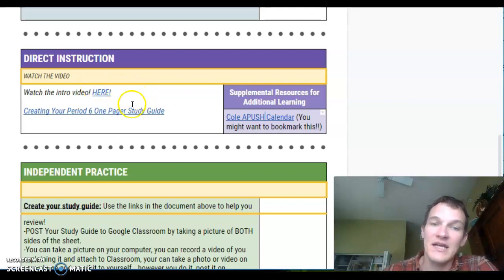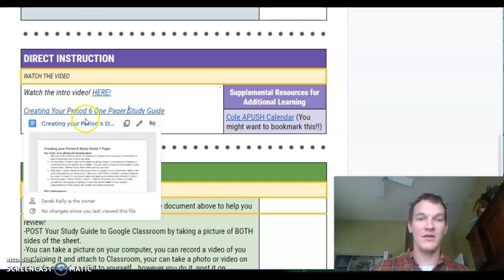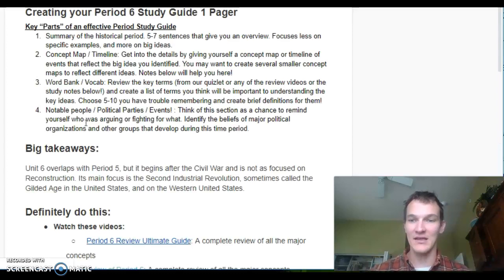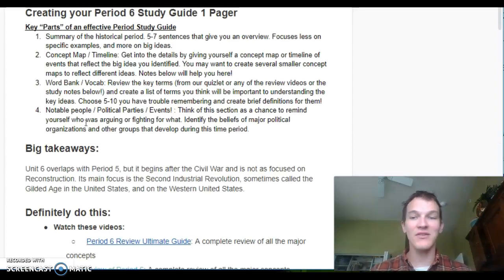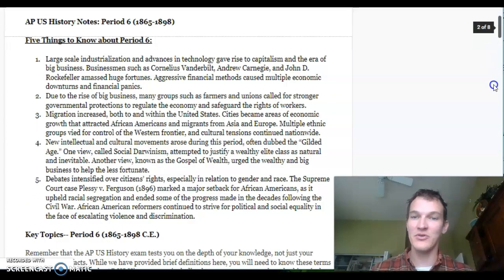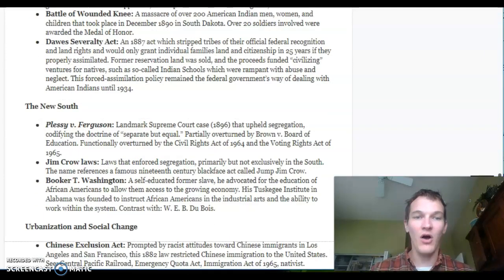Today with period 6, you guys are making a study guide that reminds you of all of the things that we talked about in period 6. So you're using your SFI sheet for period 6 to help to make this. And you have lots of other options for places to go. You can look at this huge guide here. All right, this huge guide has all sorts of stuff that can remind you of all of these things that happened during period 6.